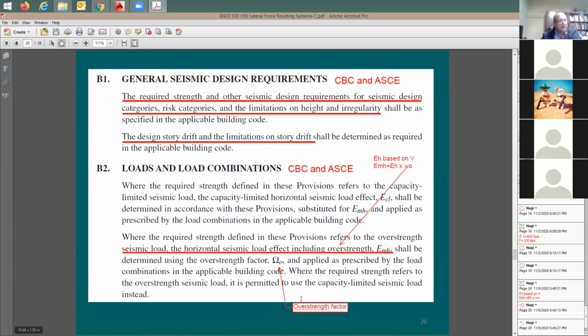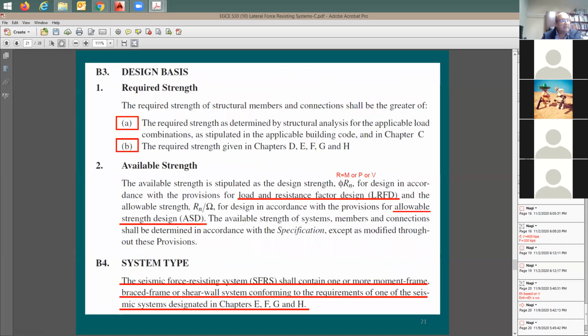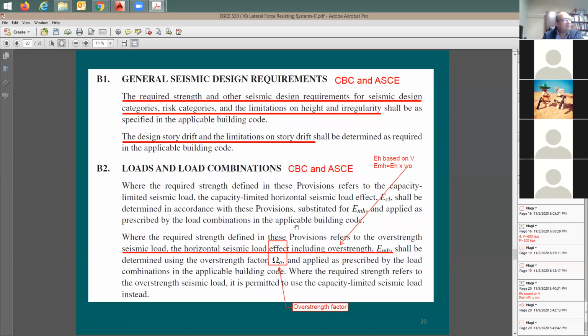In many cases, you're going to see that, English-wise, it doesn't work, but it's written as one word here. Just give it the overstrength factor, omega sub 0. Just keep this in mind, which is completely different from this omega. Why? Because this omega is the safety factor that you use when you do ASD design. All right, so I understand now the available strength.